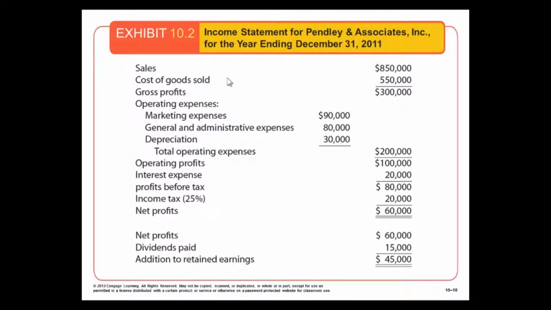Down at the bottom, I want you to see something, though. We had some net profits, $60,000. We decided to pay $15,000 in dividends. What happens to that money? I'm paying $15,000 in dividends, and now I'm going to have some retained earnings, $45,000. Well, what happens to that money? So let's see what happens to this money.